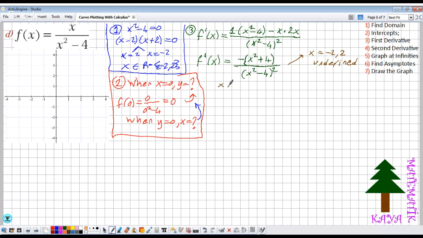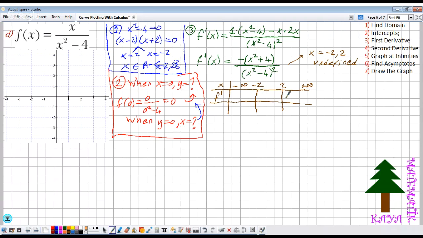Let's do a sign chart for this. Let's check the increasing, decreasing idea. So all numbers from -infinity to +infinity, -2 and +2, and in this row I will be checking the signs of the first derivative.